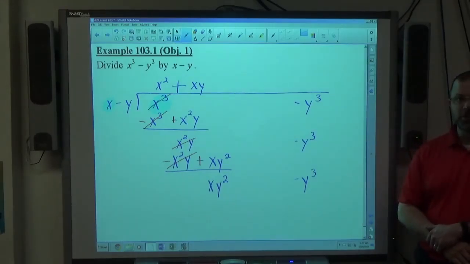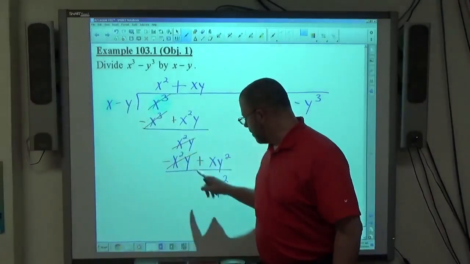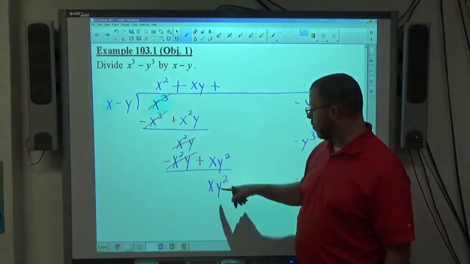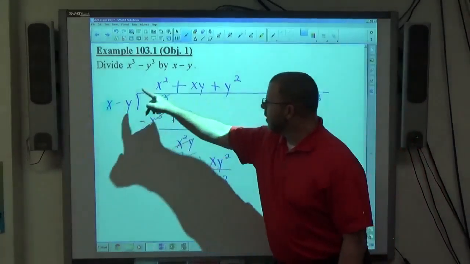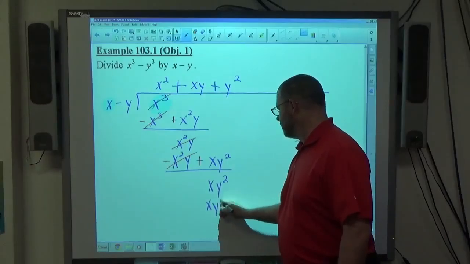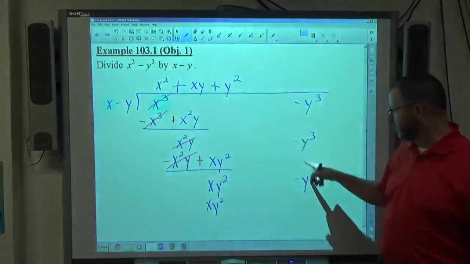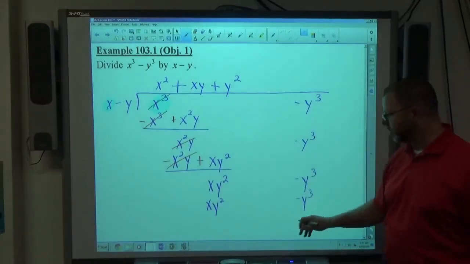We're back at the division step again. Xy squared divided by x. Positive divided by positive makes a positive. X divided by x cancels. Y squared divided by nothing makes y squared. Y squared times x makes xy squared. Y squared times negative y makes negative y cubed, which matches with that, so notice I put that underneath y cubed.